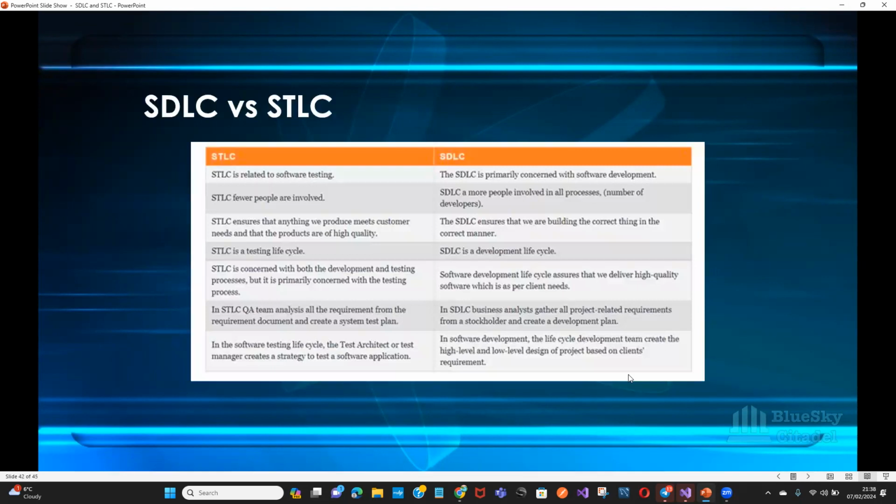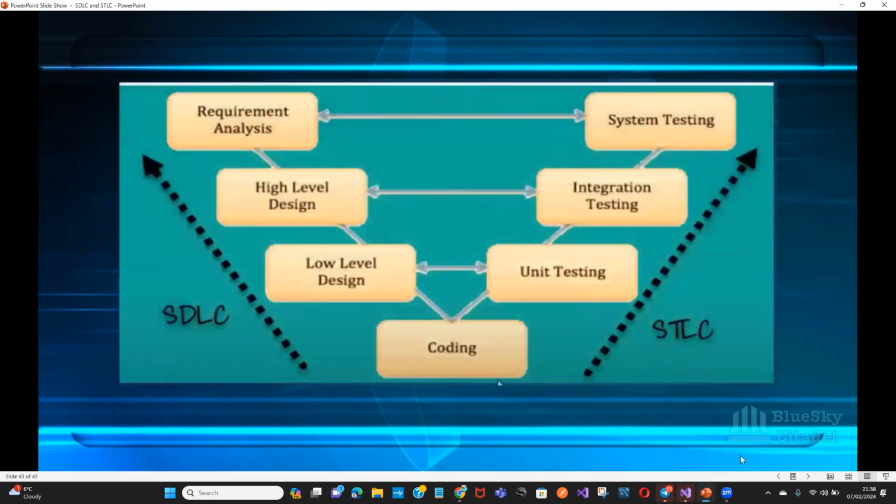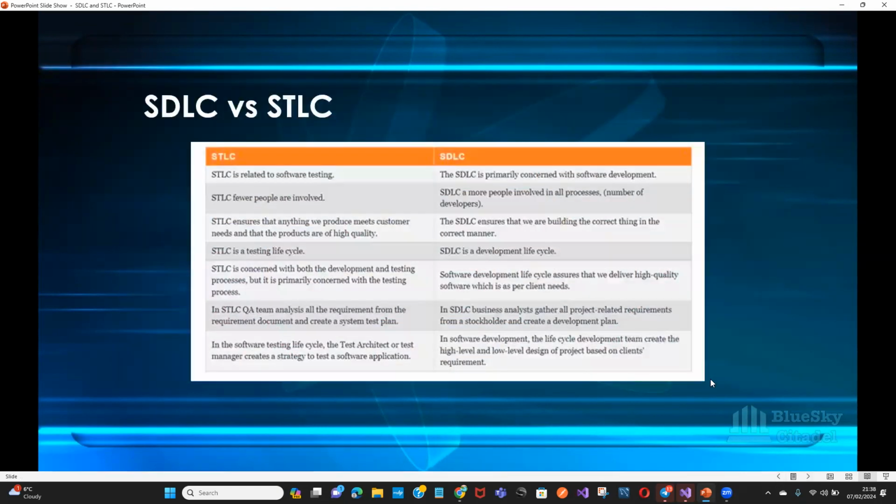There's more. We then also have SDLC versus STLC. STLC is related to software testing, while SDLC is primarily concerned with software development. In STLC, fewer people are involved, while in SDLC, more people are involved in all processes, a number of developers. In STLC, you ensure that what we produce meets customer needs and that the products are of high quality, while in SDLC, you ensure that they are building the correct thing in the correct manner.